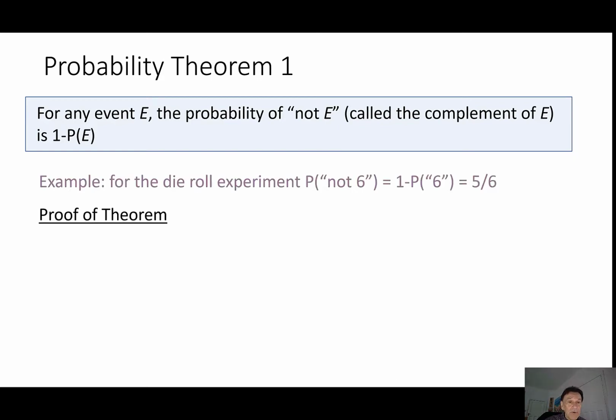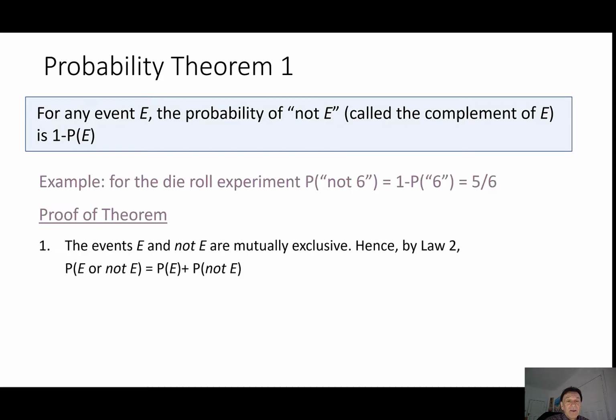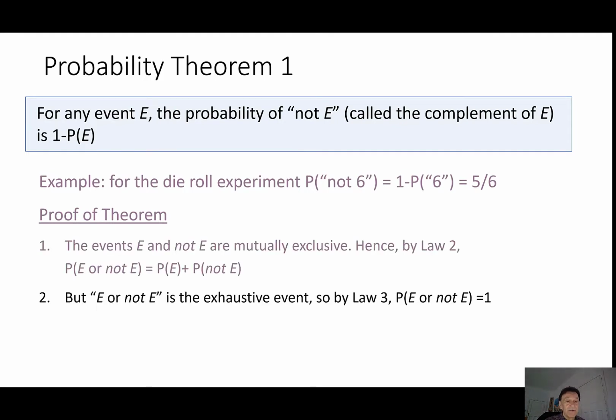Well, how do we prove this theorem? First of all, the events E and not E are mutually exclusive by definition. So by probability law 2, the probability of E or not E is the probability of E plus the probability of not E. But E or not E is the exhaustive event, it includes every possible elementary event. So by law 3, the probability of E or not E is equal to 1.